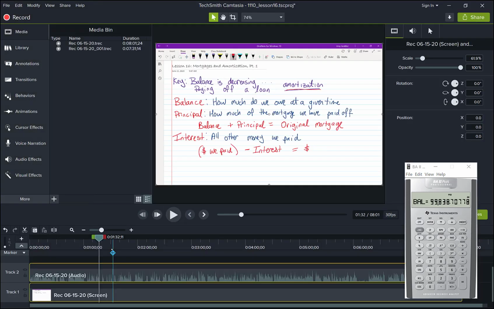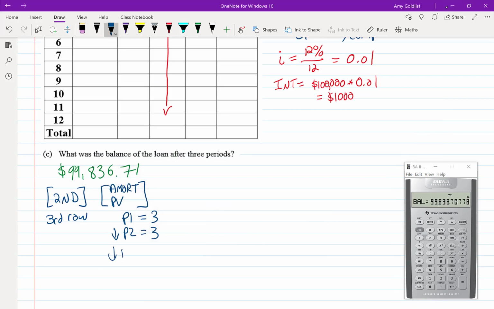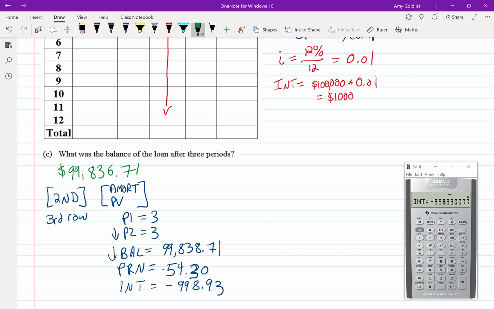The balance is 99,838.71. The principal we've paid is -54.30. And the interest that we've paid is -998.93. When we add these things up together, you'll see that they are exactly 1,053.23, negative because our payment is negative. It's decreasing the balance. That's the same thing that we got via Excel.